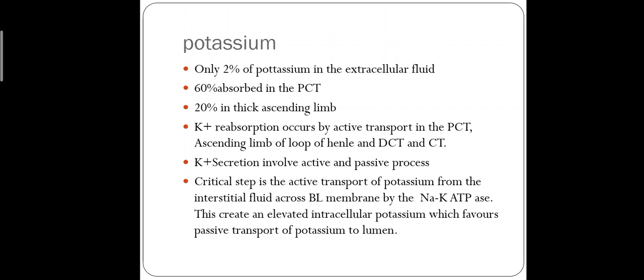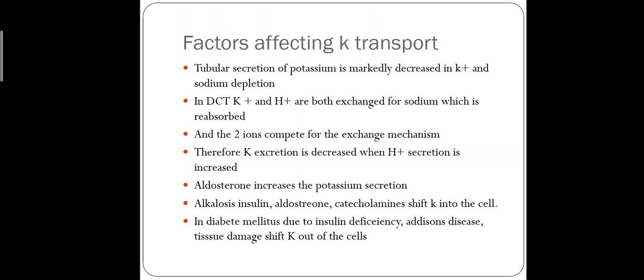K plus reabsorption occurs by active transport in the PCT, ascending limb of the loop of Henle, DCT, and collecting duct. K plus secretion involves active and passive processes. The critical step is active transport of potassium from the interstitial fluid across the basolateral membrane by the sodium potassium ATPase. This creates an elevated intracellular potassium which favors passive transport of potassium to the lumen.